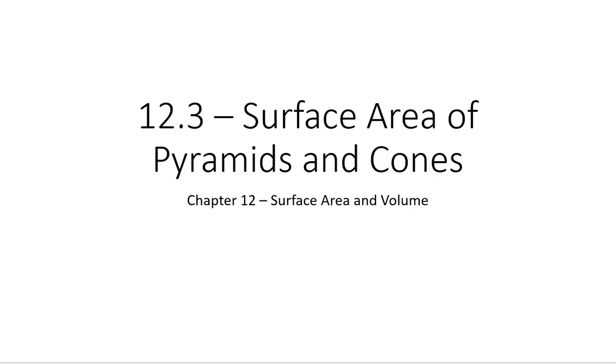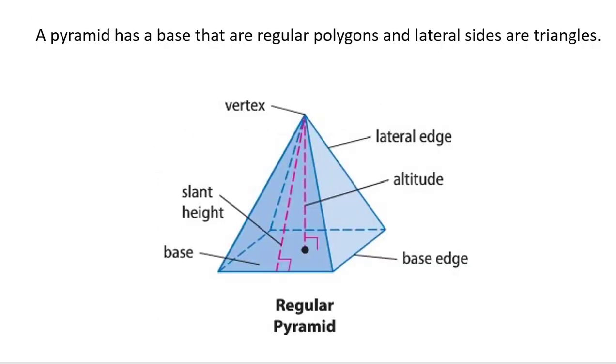Today we're going to be talking about the surface area of pyramids and cones. I was thinking about yesterday's lesson, which was prisms and cylinders. A pyramid has a base that is typically a regular polygon. I think in most of our cases it's going to be a regular polygon. So I have a square base here and lateral sides that are triangles.